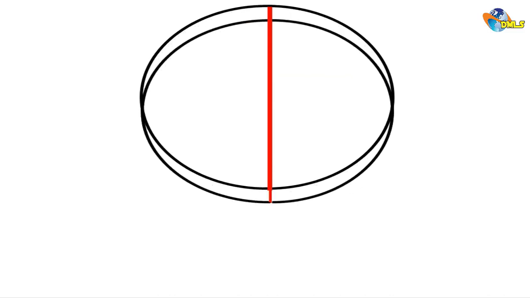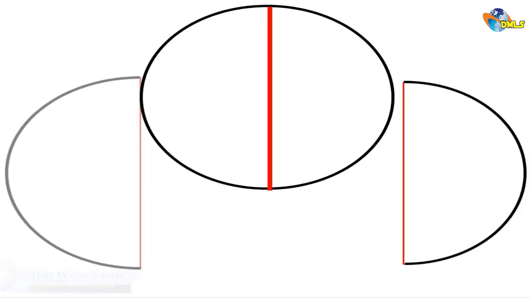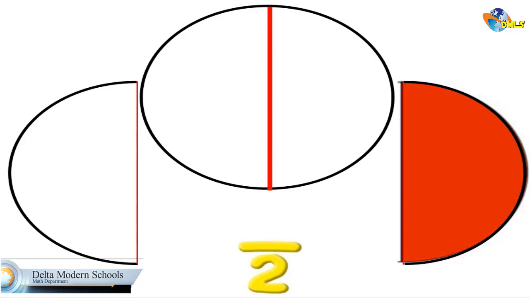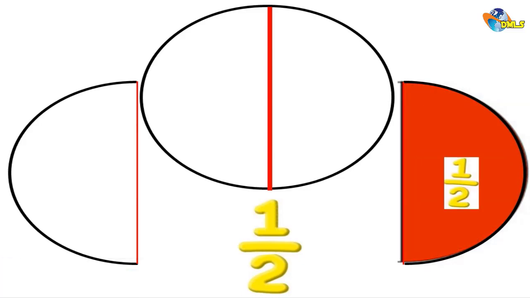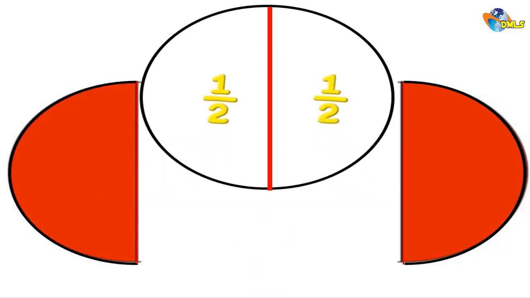Pizza is like a circle. When I divide the circle into equal parts, we have 2 parts now. 1, 2. I write 2 on the bottom. So when I talk about this part, this is 1 over 2. It's called half. And this part is called half. So any circle contains 2 halves.